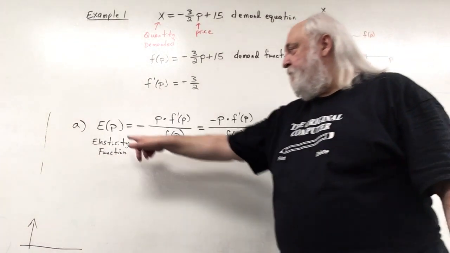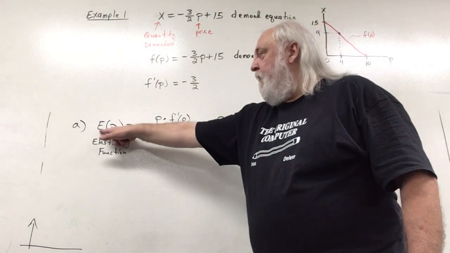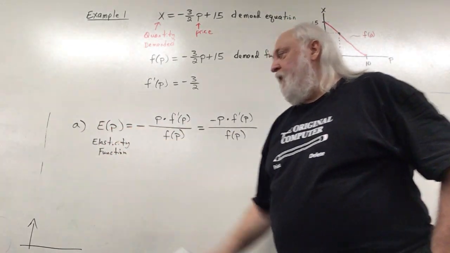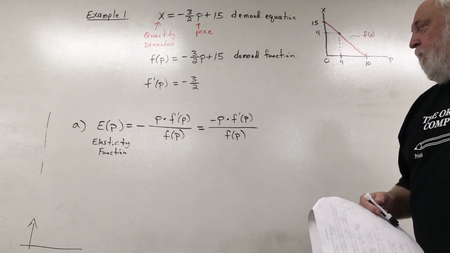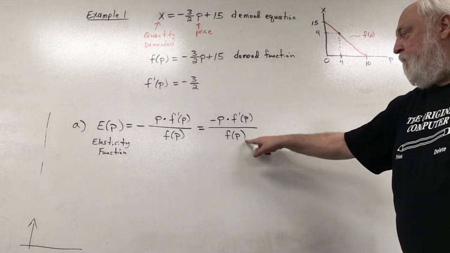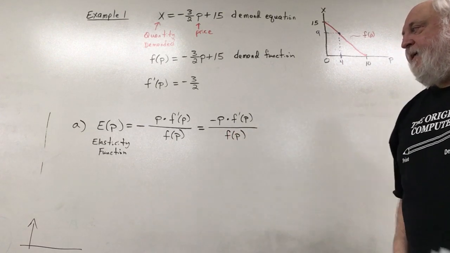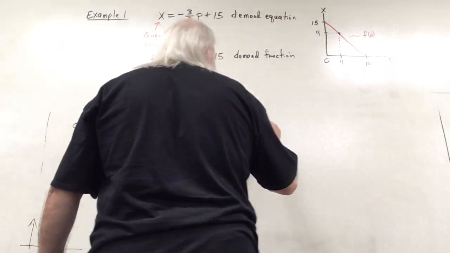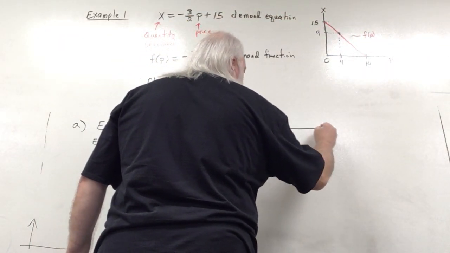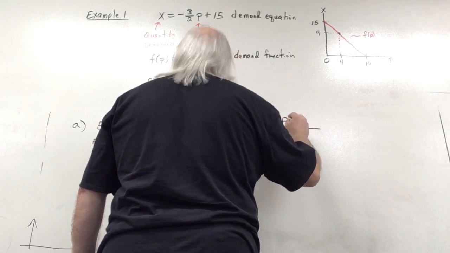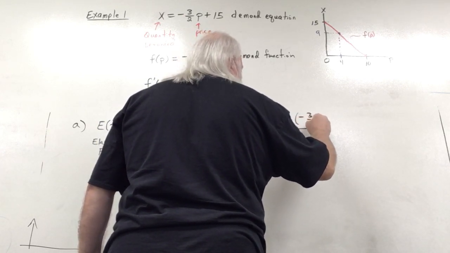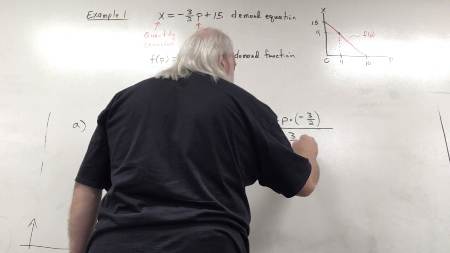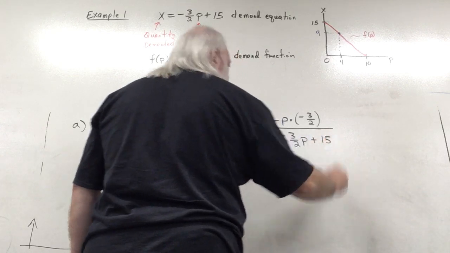E of p is function notation. E is for elasticity and p is for price. So E is the name of our elasticity function, and p is the independent variable. So we have to plug in for f prime of p and f of p and simplify to get the elasticity function in part A. When we do that, we have in the numerator minus p times minus 3/2, and in the denominator, we have minus 3/2 p plus 15.